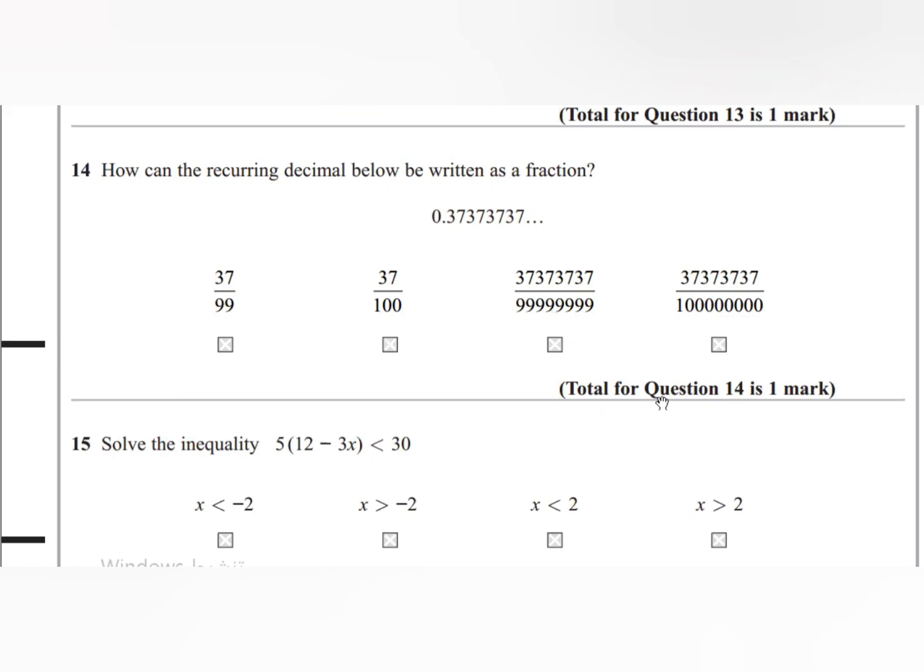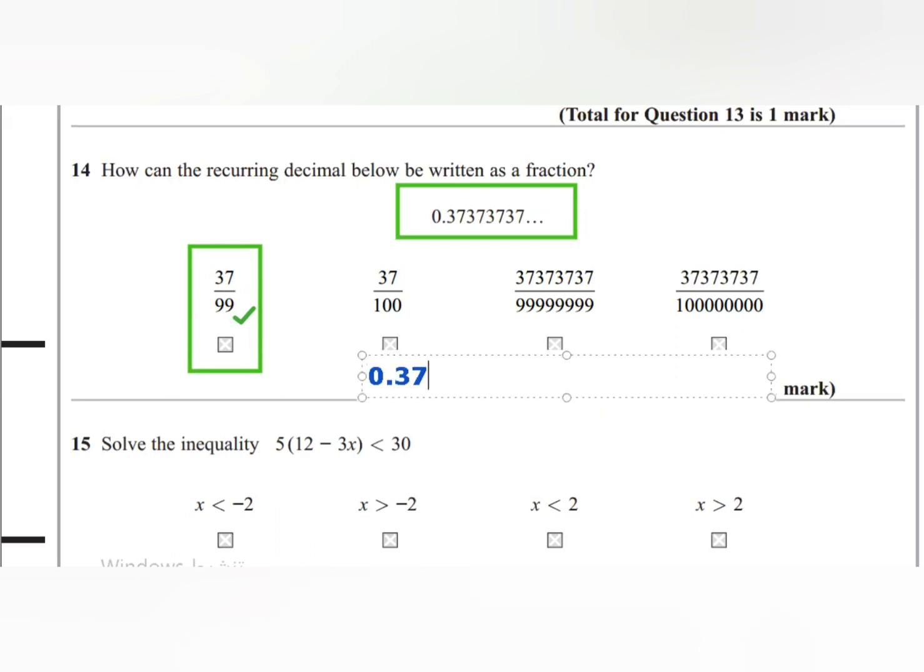Now, how do you check fast if this one or one of these is the answer? You just use the calculator and divide these by each other. If it gives you this, it means it's the right answer. So let's check. 37 divided by 99. It gave me 0.37 recurring, or repeating all the time. So this means it is the correct answer. And this is how you answer a question like this. You use the calculator, divide and check. When you divide these, you will get 0.37 recurring.